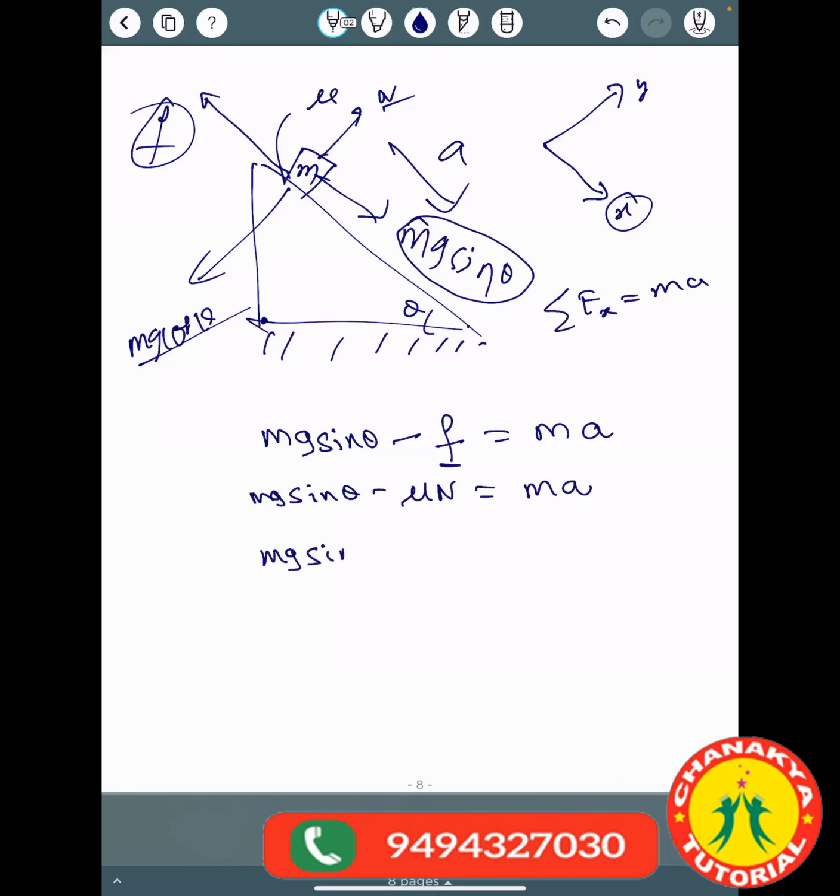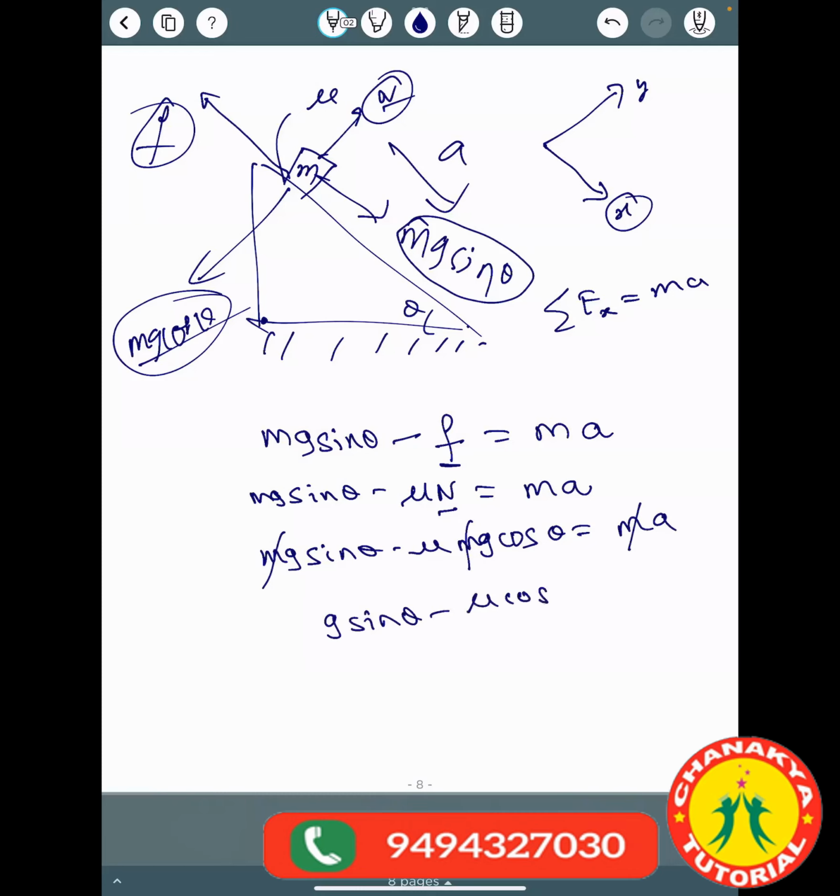Mg sin theta minus mu into n. From this diagram, what is n, guys? It is mg cos theta, right? Is equal to ma. m is gone. g sin theta minus mu g cos theta is equal to a. Since it is moving, we consider it as mu k. Okay. Note it down.